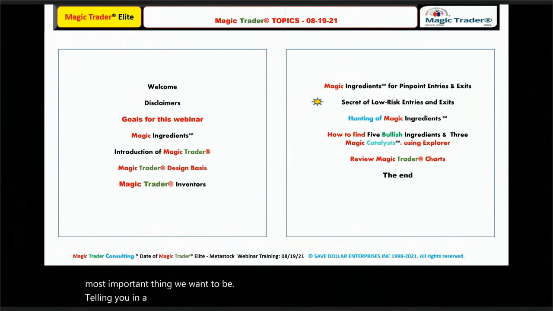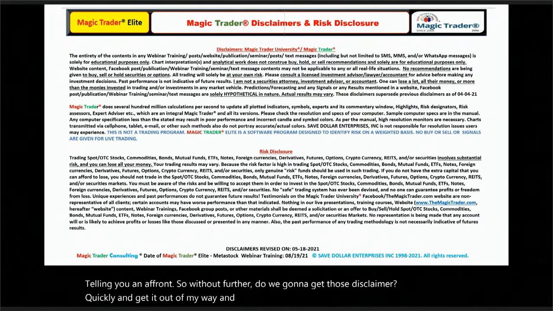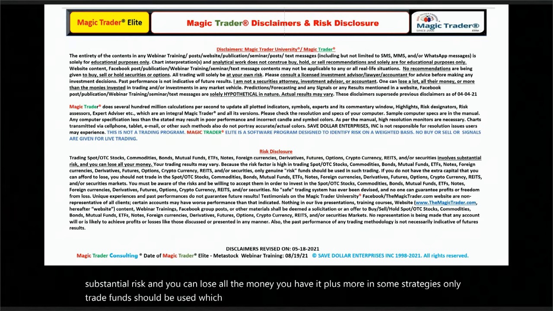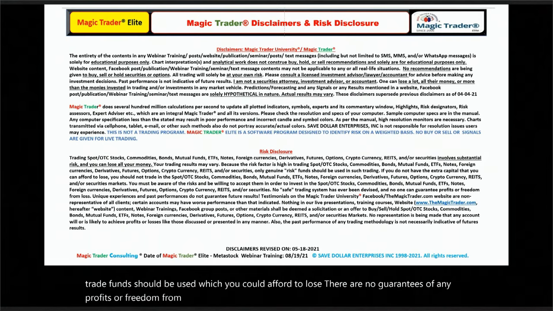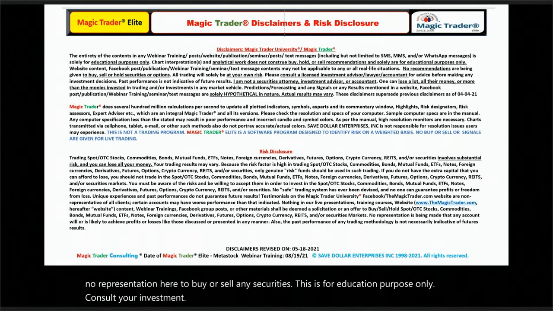Without further ado, we're going to get through the disclaimer quickly and get it out of my way and your way. Trading any securities involves substantial risk, and you can lose all the money you have, plus more in some strategies. Only funds that you could afford to lose should be used. There are no guarantees of any profits or freedom from losses. Past performance is not a guarantee of future results. There is no representation here to buy or sell any securities. This is for educational purposes only. Consult your investment advisor for any financial decision.